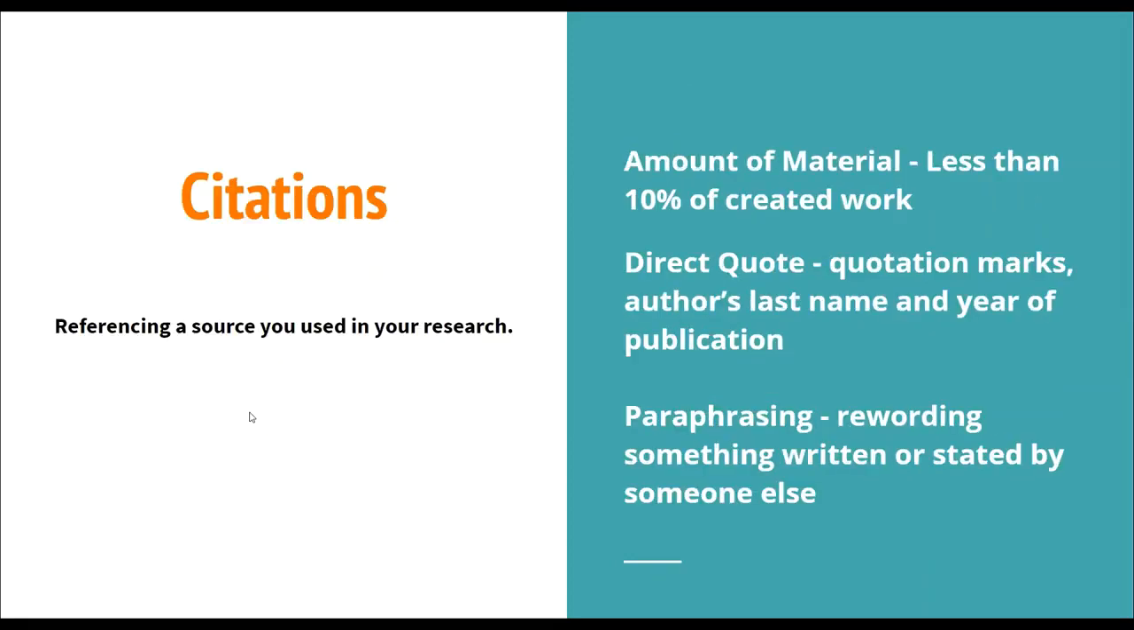Citations: referencing a source you used in your research. The amount of material that you use for citations should be less than 10% of the created work. For a direct quote, you use quotation marks, the author's last name, and the year of publication in text, and then the source information is added to the reference page. Paraphrasing is rewording something written or stated by someone else. You still need to cite the source.